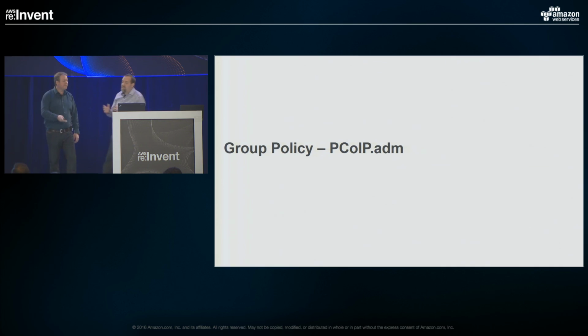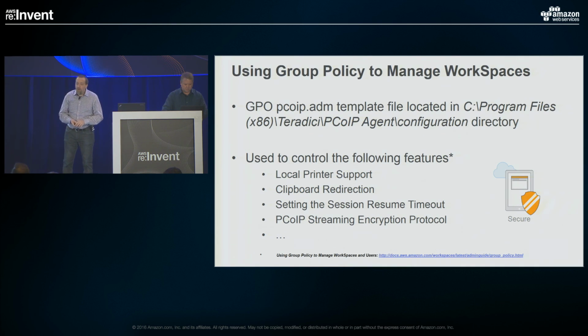All right, so in this section, we're going to walk you through the process of importing the PCOIP.adm template to your Active Directory, as well as configuring the encryption level, making some changes to clipboard and printer behavior. So now that you've connected your Active Directory, created your OU for Workspaces, you can customize group policy for those workspaces. On every workspace, we include a PCOIP.adm template.